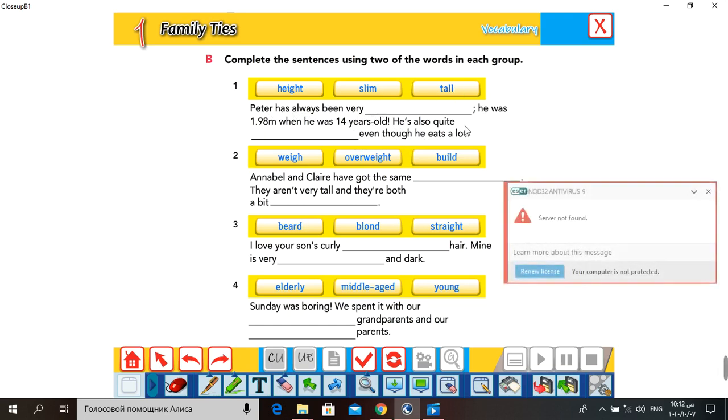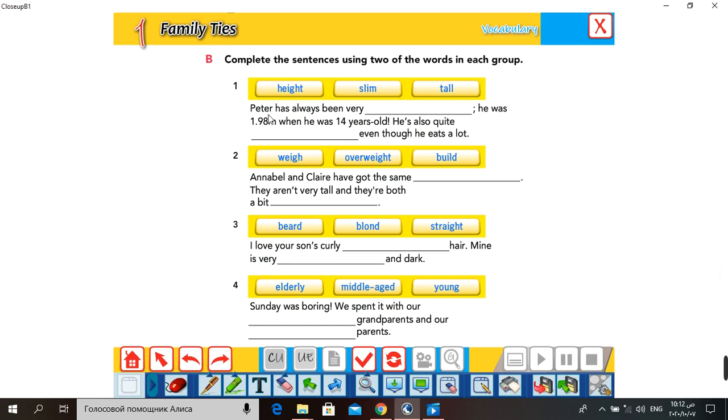Because the next part speaks about his height. Yes, 1.98 meters. So the word here is tall. We're speaking about his height. He's also quite blank, even though he eats a lot. So if you expect a person who eats a lot, do you expect him to be fat or slim? Of course he should be fat, but here it says even though he eats a lot. So it's something like the opposite, or on the contrary, he's not fat, so he is slim. Here we need an adjective. After quite, we need an adjective.